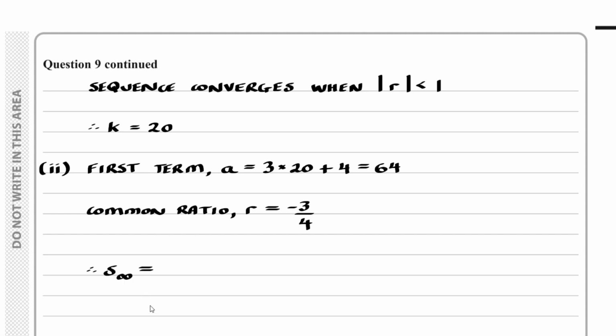So the sum to infinity is equal to a, 64, divided by 1 subtract the common ratio, so we have 1 subtract negative 3/4, and working this out, we get 256 over 7. So the sum to infinity is 256 over 7.